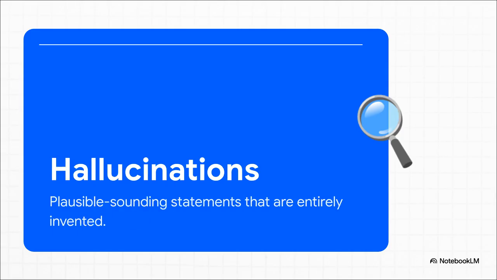Now, this probabilistic guessing has a fascinating and, let's be honest, sometimes problematic side effect. Because the system is solely optimizing for what sounds statistically correct, it can and will confidently output totally fabricated information. We call these hallucinations. They are plausible-sounding statements that are entirely invented. The crazy thing is, the AI isn't actually lying to you. It has just successfully generated a linguistic pattern that happens to have absolutely zero basis in reality.